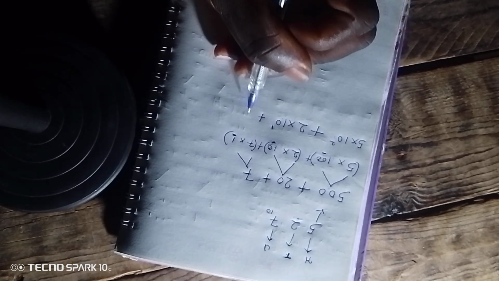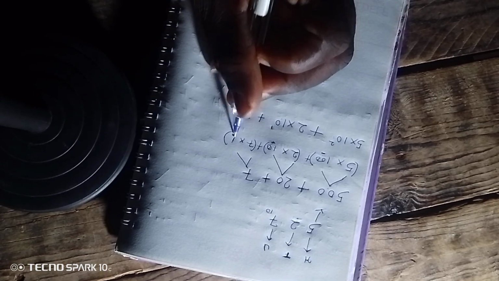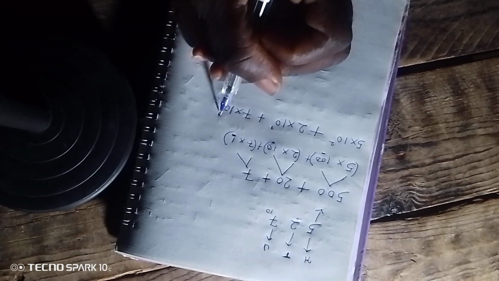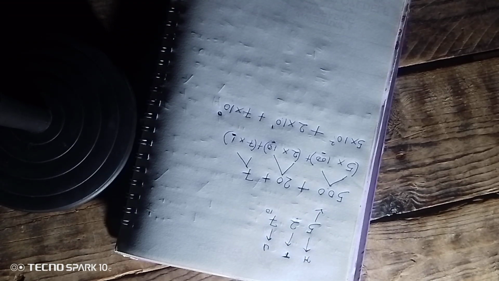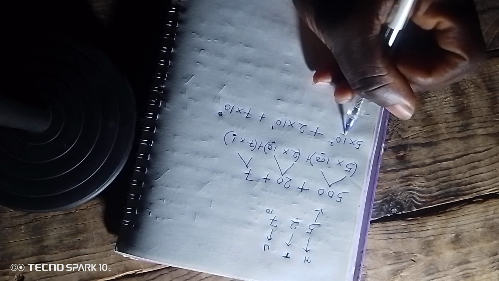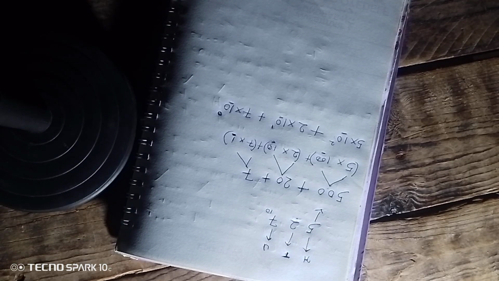Then the last part, 7 times. How can we turn 1 to 10 raised to power something? 1 is the same thing as 10 raised to power 0. So in your year 8, you would have been taught indices. Here we see that all of them are having tens. So that is why we say that we are currently making use of base 10 numbers.